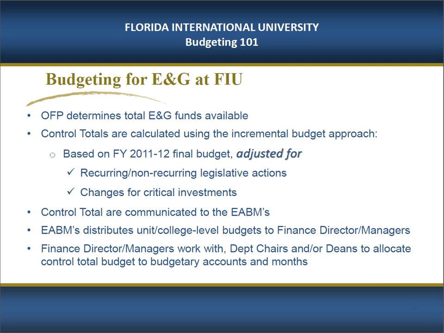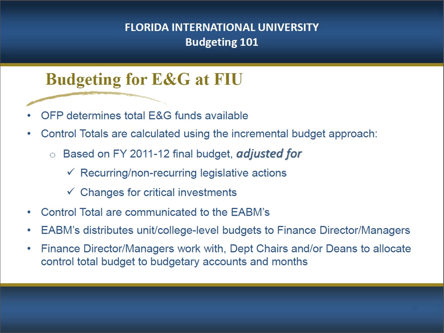How do we budget for E&G funds at FIU? Well, the process begins with OFP determining the total E&G funds available university-wide. These control totals are calculated using a traditional budget approach called incremental budgeting, in which monies are allocated based on previous year's budget adjusted for the following: legislation action, recurring and non-recurring in nature, plus changes for critical investments.